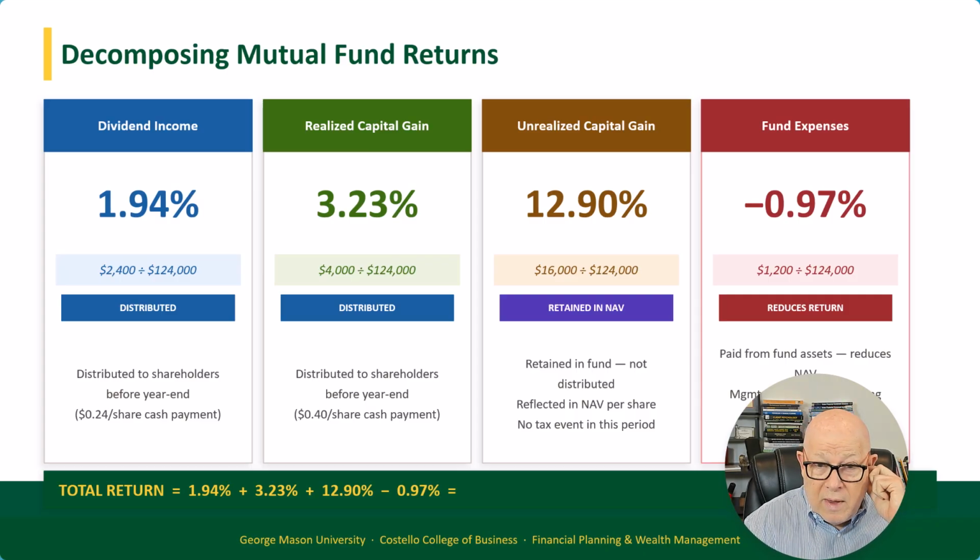So you as the investor earned 17.1% during the year for your investment. Some of that was distributed to you in cash, but some is just accumulating within the fund. From a tax perspective, you're going to pay tax on about 1.94% and 3.23%. The rest of this, 12.9%, is going to be deferred until a later year when you actually sell your shares or when the mutual fund sells shares A and B themselves.